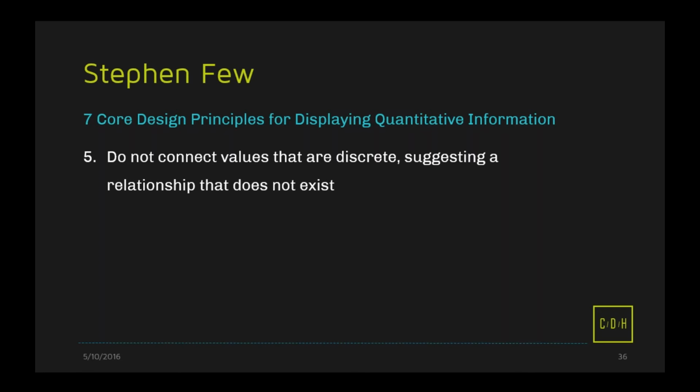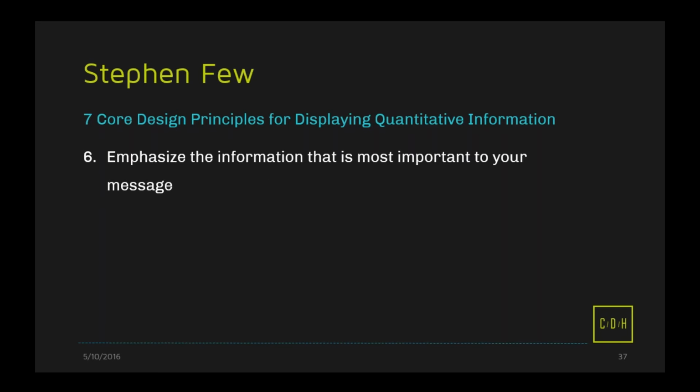Number 5, do not connect values that are discrete, suggesting a relationship that does not exist. Some data points can exist in a vacuum and communicate an idea without having to be related to another piece of information or another series of data.